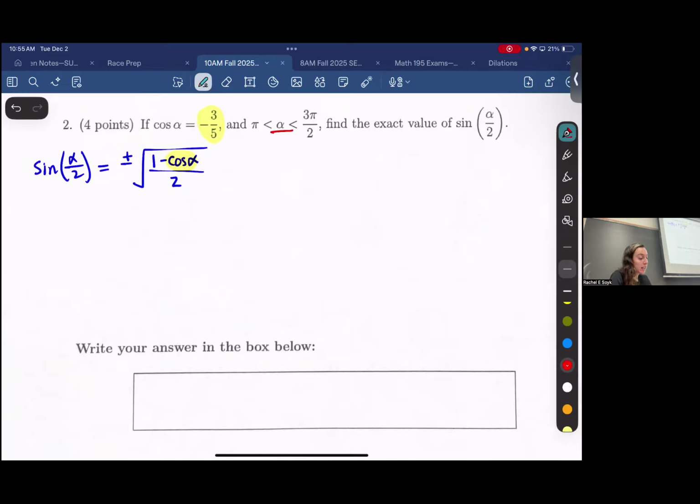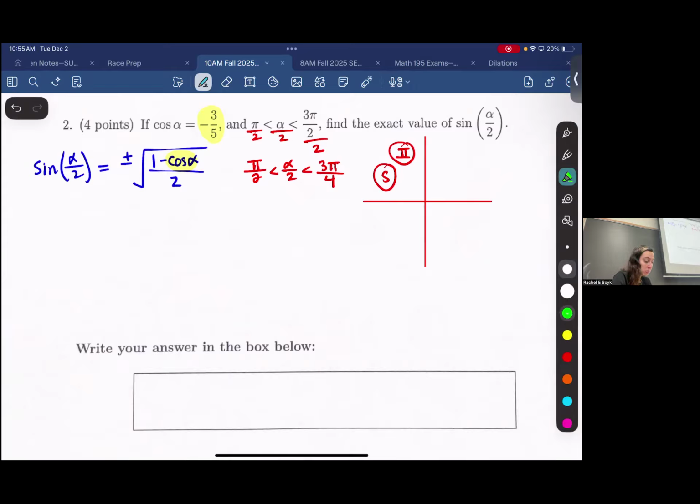So we need to divide this alpha by 2 and divide every side by 2 as well, so that we can see where alpha over 2 lies. It lies between pi over 2 and 3 pi over 4, which is in our second quadrant. And in our second quadrant, all sine-related functions are positive, meaning we are going to neglect that negative and hone in on the positive. And now we just sub in.